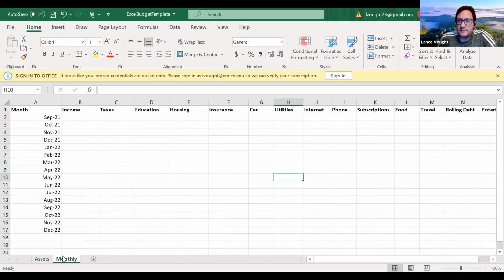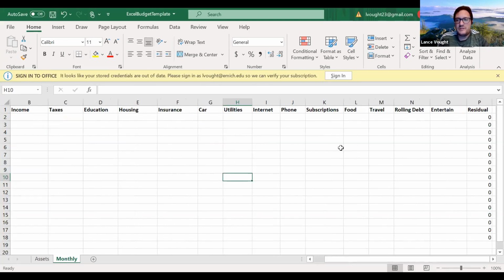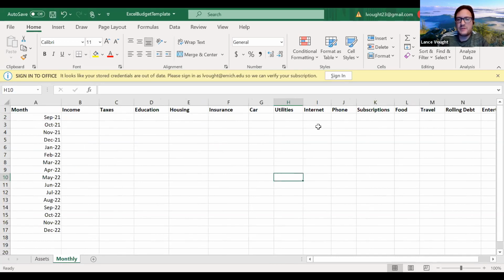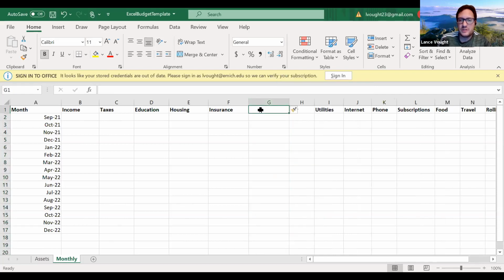The other part is to do a monthly accounting of your budget. You may have some of these, you may have none of these, you may have a few of these, and there might be things that you want to include. If there's something that you want to include, you right click and put insert, and it'll give you a new column.